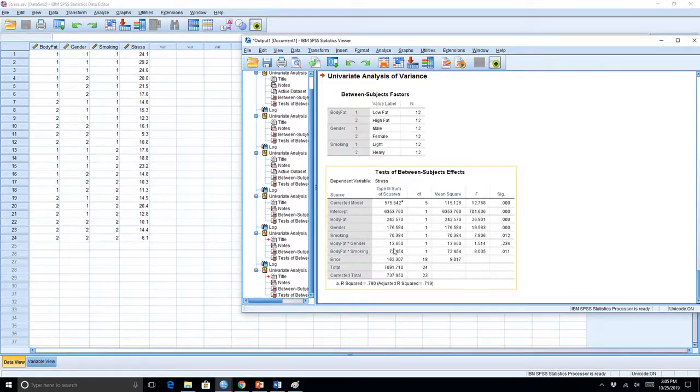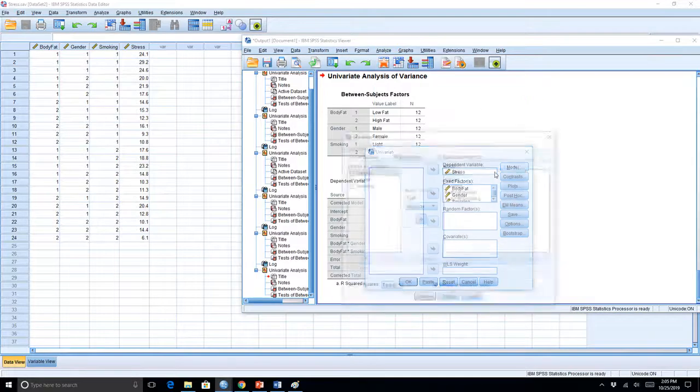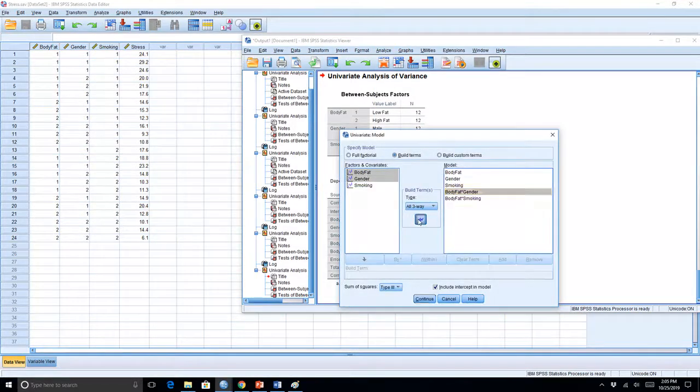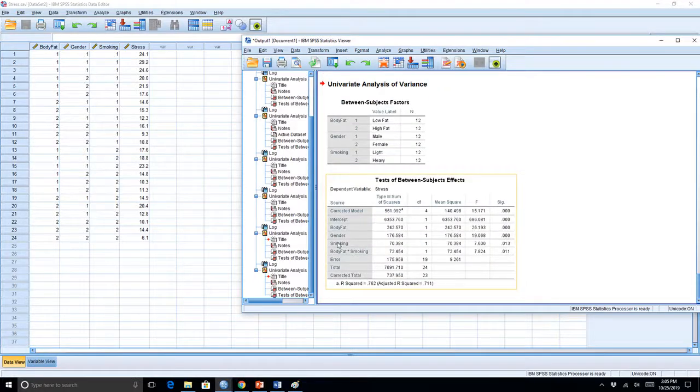And then we're going to get rid of the body fat by gender. So analyze generally body fat by gender. Okay, and then we see all the main effects were significant. Body fat and gender had to stay in anyway. Body fat and smoking had to stay in. Gender was significant, so we would go out there. Now at this point, this is the model we're going to want to estimate and interpret.